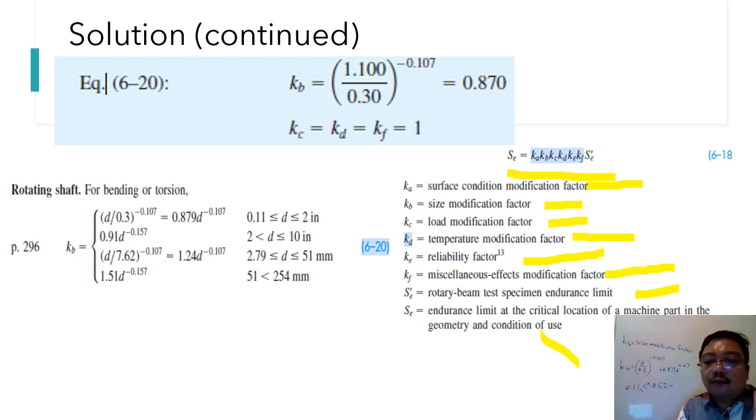Given from the question, the diameter is within the range 0.11 to 2 inches. It is within this range, so you use the equation d over 0.3, to the power of negative 0.107. From the question, you put 1.1 divided by 0.3, to the power of negative 0.107, and you get the value 0.87.